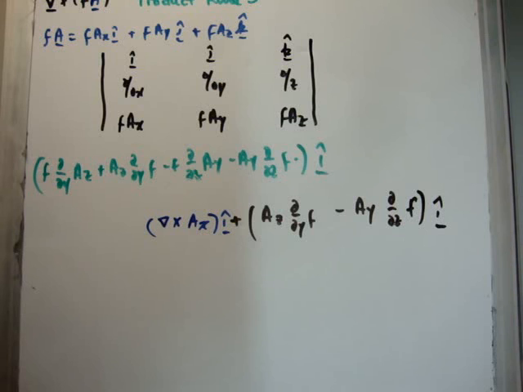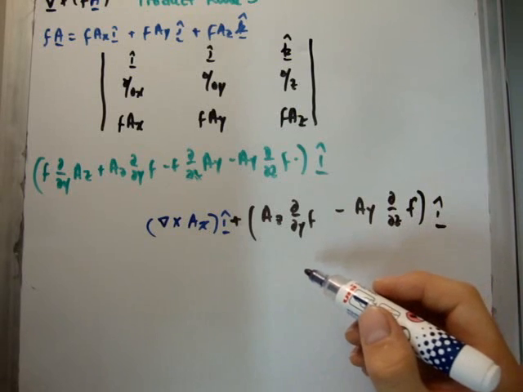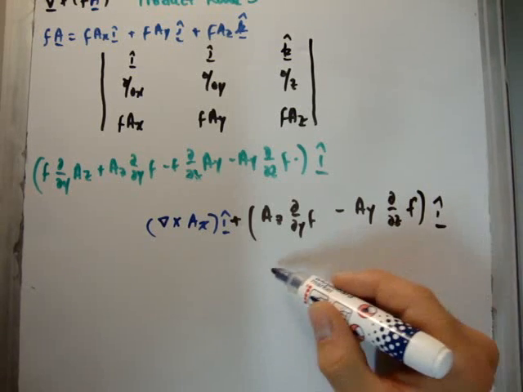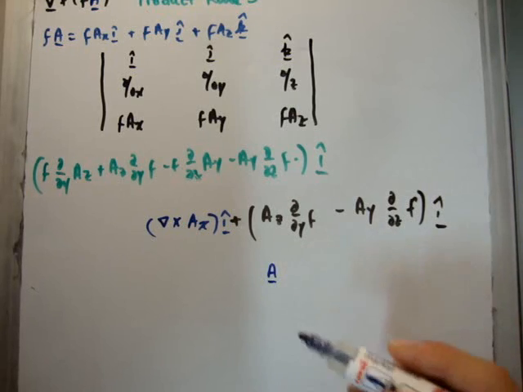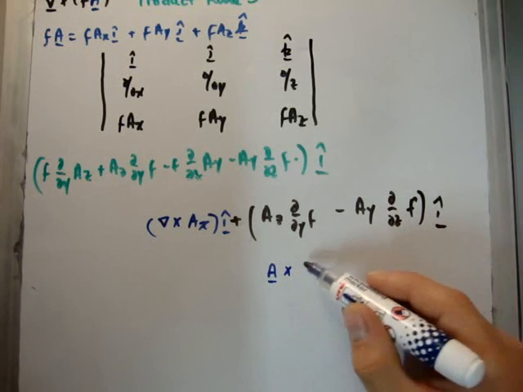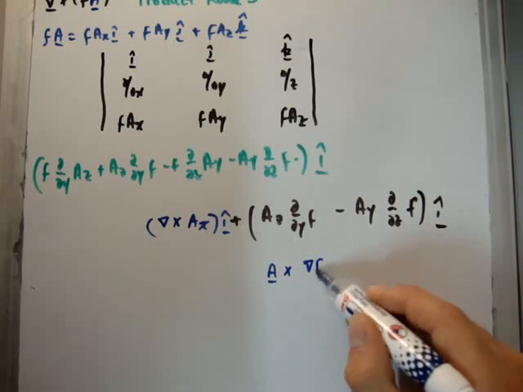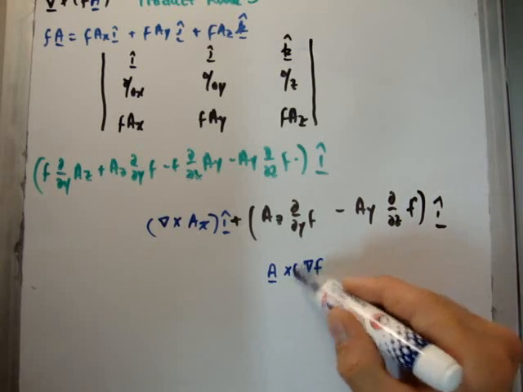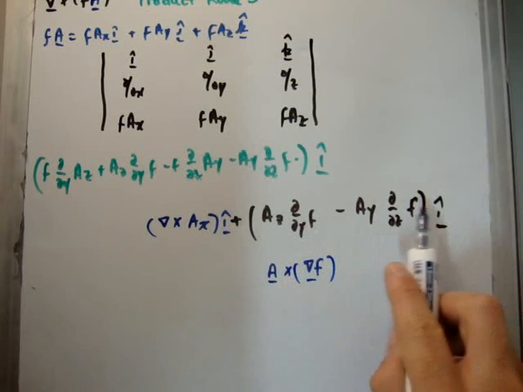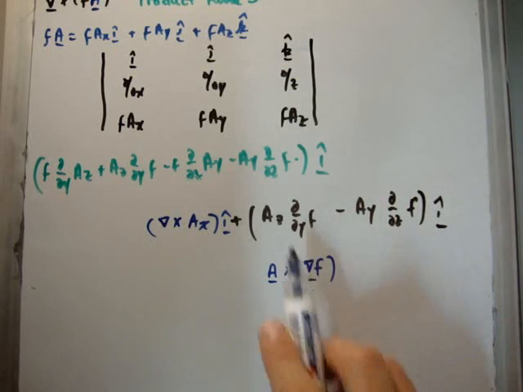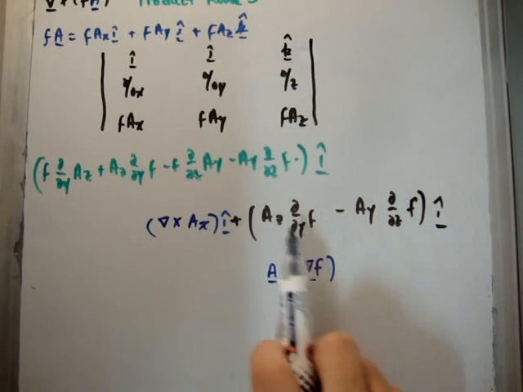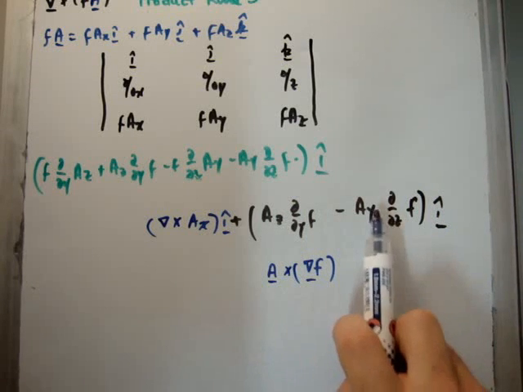Well, how we do this is we actually know that what we have here is the vector field A, take the cross product of vector field A with the gradient of F. Okay? So that's what we have here. So we notice here, this is definitely going to be the gradient of F. But in the I-hat component, we have A sub z and A sub y.